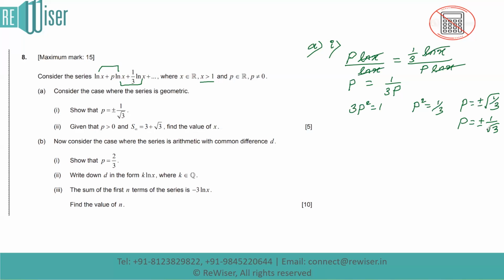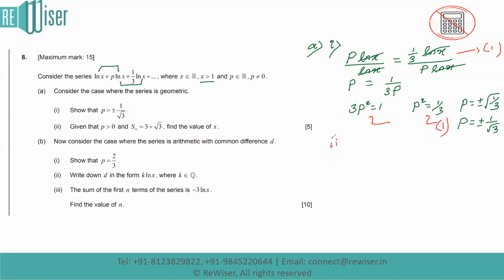Now, this would carry 3 marks in total. The first mark is for finding the common ratio, so showing this particular step, p ln x and these things. Oh, this carries only 2 marks, not 3 marks. 1 mark is for this, and the second mark is for showing this p square equals 1 over 3, or basically this step or this step. So that would carry 1 mark. So overall, it's 2 marks for this part.